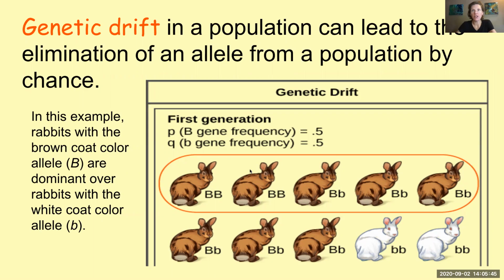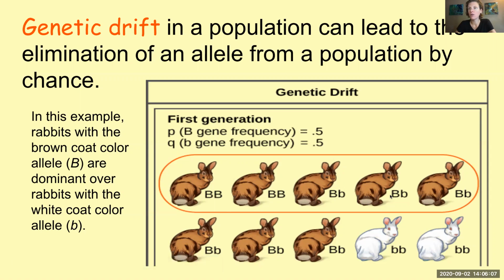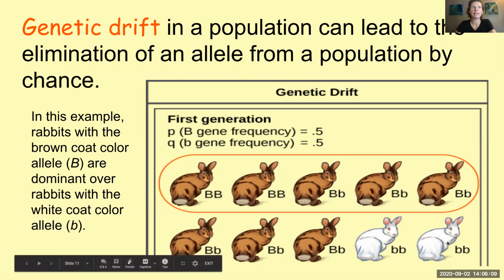Example: the first generation you start off with, you've got brown rabbits with an allelic frequency of 0.5. So 50% of the alleles are brown and 50% of the alleles are white, this lowercase b. And then you have 10 rabbits in this example: 1, 2, 3, 4, 5, 6, 7, 8, 9, 10. So 8 of them are brown, 2 are white, right? Now we go to the next.